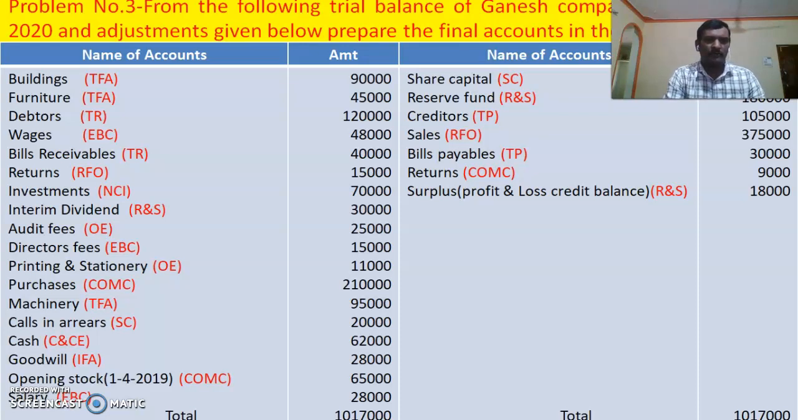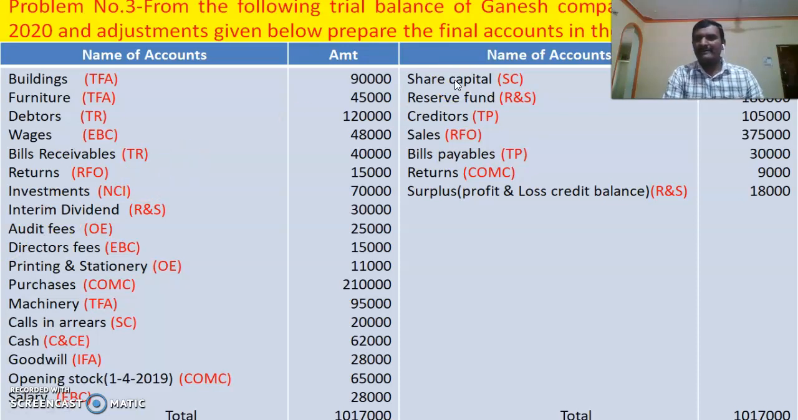And we have the audit fees. It is to be taken under the head other expenses. Director's fees is an employment benefit cost. Printing and stationery is an item of other expenses. Purchases is to be taken under the note cost of materials consumed. Then machinery is taken under the note tangible fixed assets. Calls in arrears is a share capital item. Cash is to be taken under the cash and cash equivalents note. Goodwill is an intangible fixed asset. The opening stock is to be taken under cost of materials consumed. And one more item in the debit balances, salary, is an item of employee benefit costs.